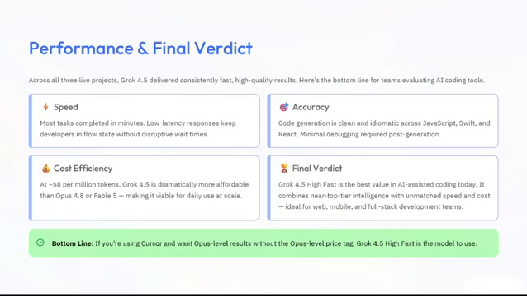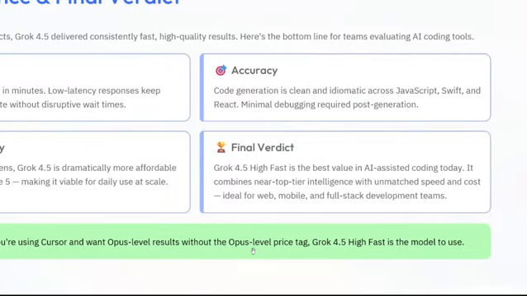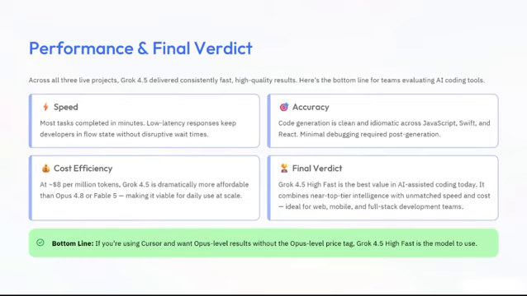So the bottom line is simple. If you're using Cursor and want Opus level results with a lower price tag, Grok 4.5 high fast is the model to use. I hope you got the clarity on the model that has just been introduced in Cursor AI.